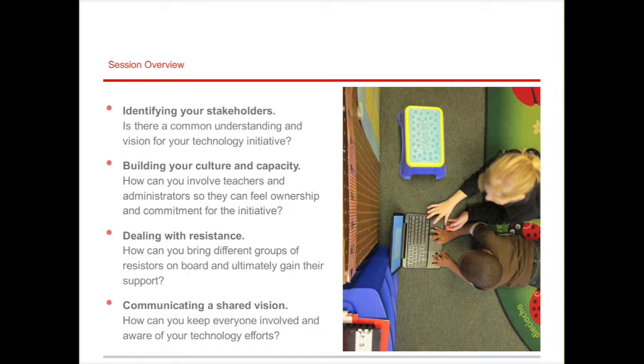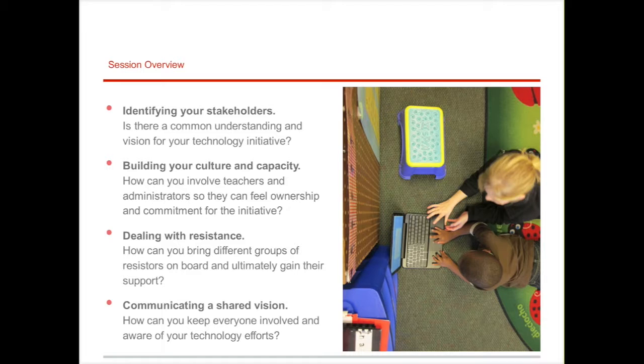So, a session overview. We're going to talk about the following topics and answer some questions to inform your next steps in your organization. We want to help you with identifying your stakeholders. Is there a common understanding and a vision for your technology initiative? Building your culture and capacity is a very big component of building support. How can you involve teachers and administrators so they feel ownership and commitment to the initiative? And then dealing with resistance.